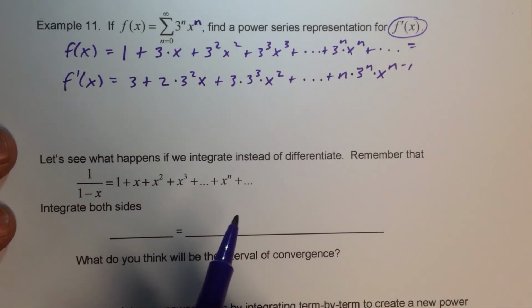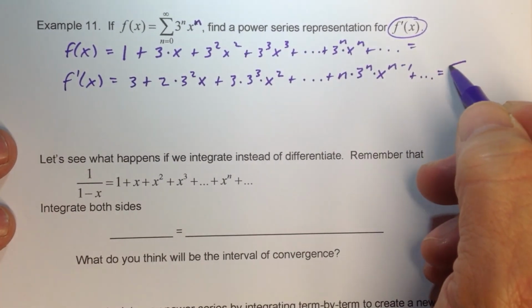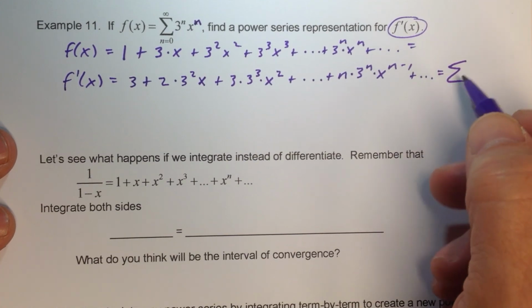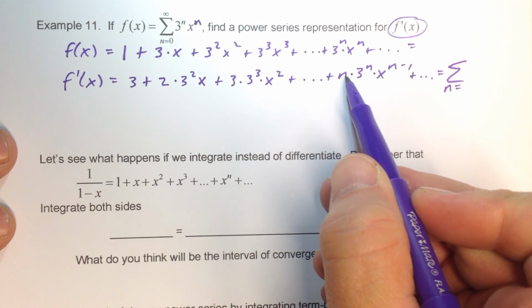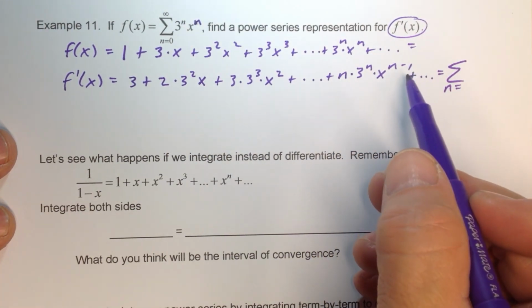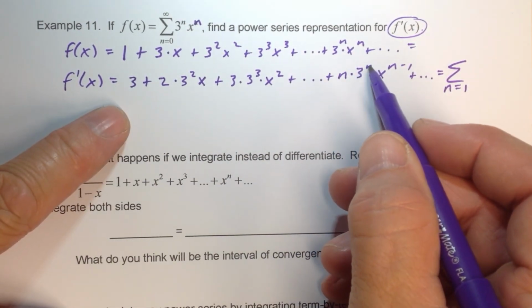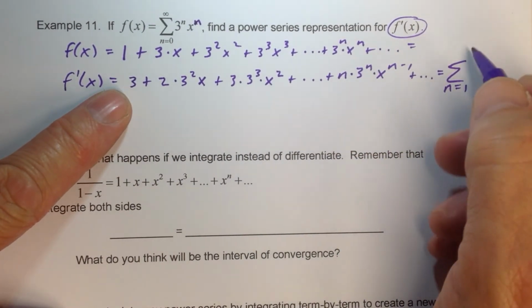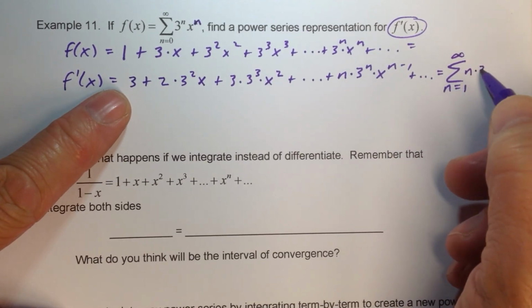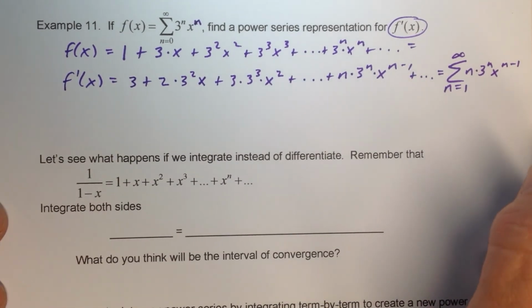Okay, so we've got that, and then plus dot dot dot, which is equal to, and we're going to start n at something. Let's just see, if we start it at n equals 0, then this is just going to be 0 times something, and so that's not going to be any fun. So let's start at n equals 1. So we have 1 times 3, just trying to make sure we get 3 here, times x to the 0, so we just get 3. So we're going to start n at 1, and there we have our sigma. And that's about all we need to do for that.